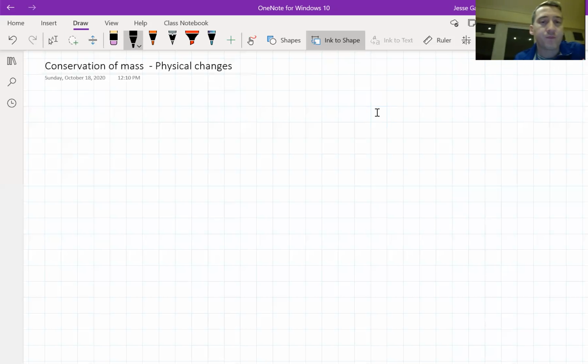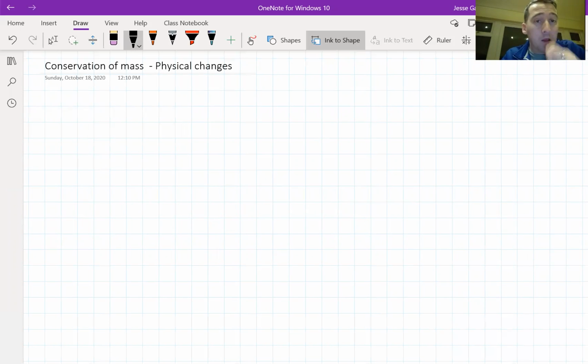Very quickly, we're going to be discussing the conservation of mass when we do physical changes. Before we do the conservation of mass, it's really important that we revise the concept of what mass actually is. So what is mass?